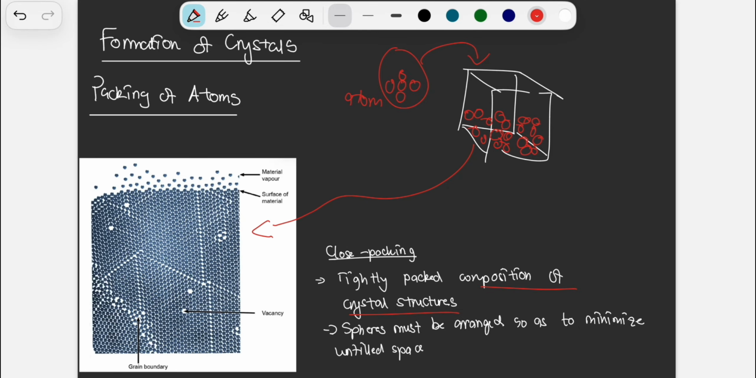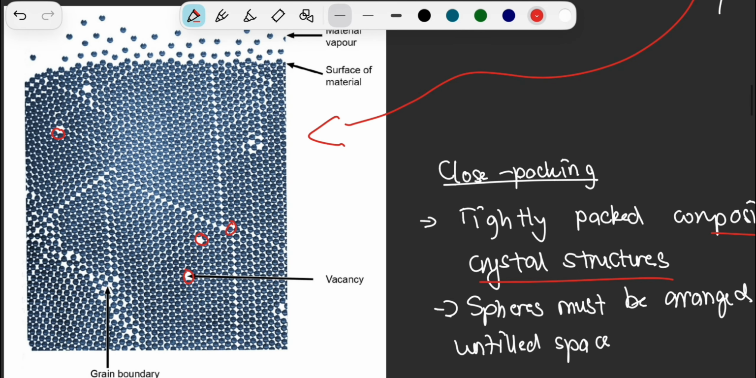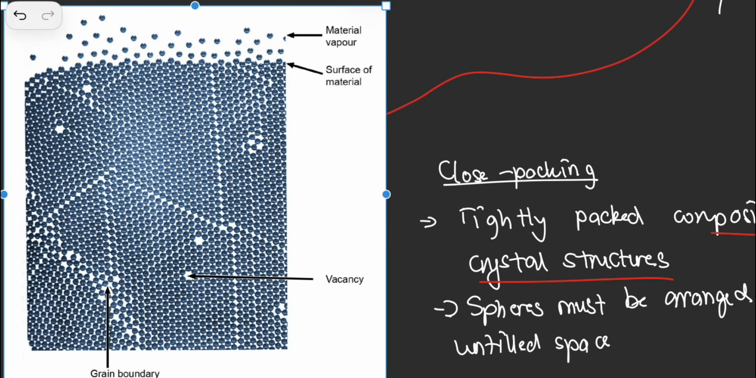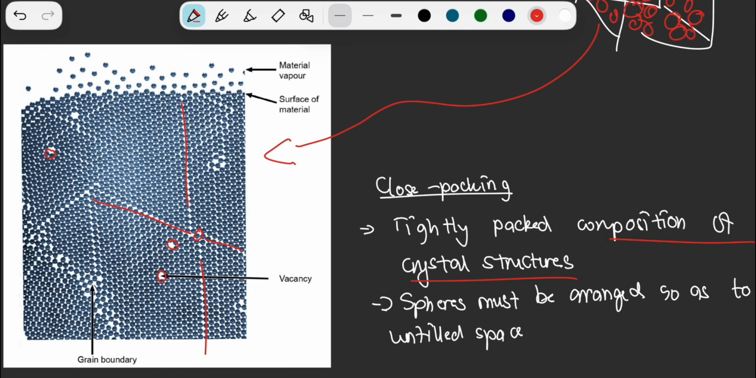Very beautiful. So you're going to have places where atoms are closely packed and places where there's nothing, basically called vacancies, right? Unfilled space. And you're also going to have grain boundaries, these white lines that you're seeing over here, where the atoms didn't really align perfectly. And all of these defects are things that you see when trying to form or combine crystals.